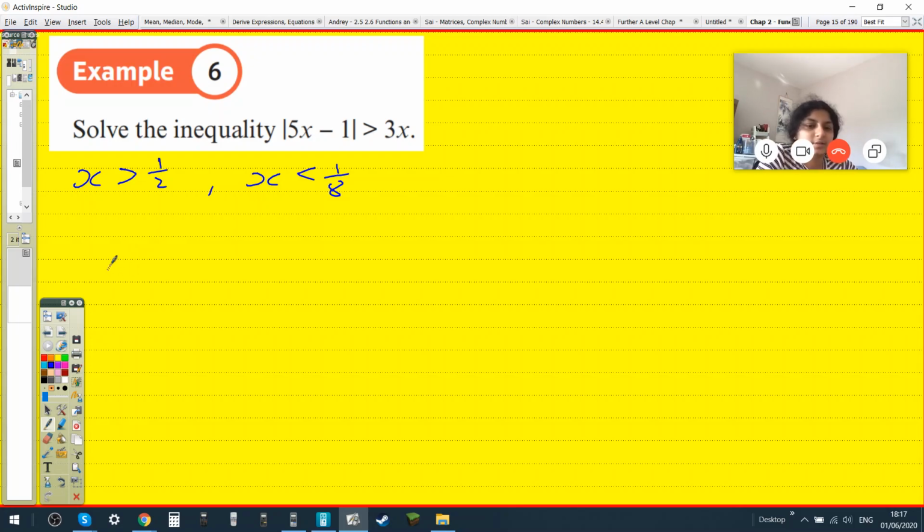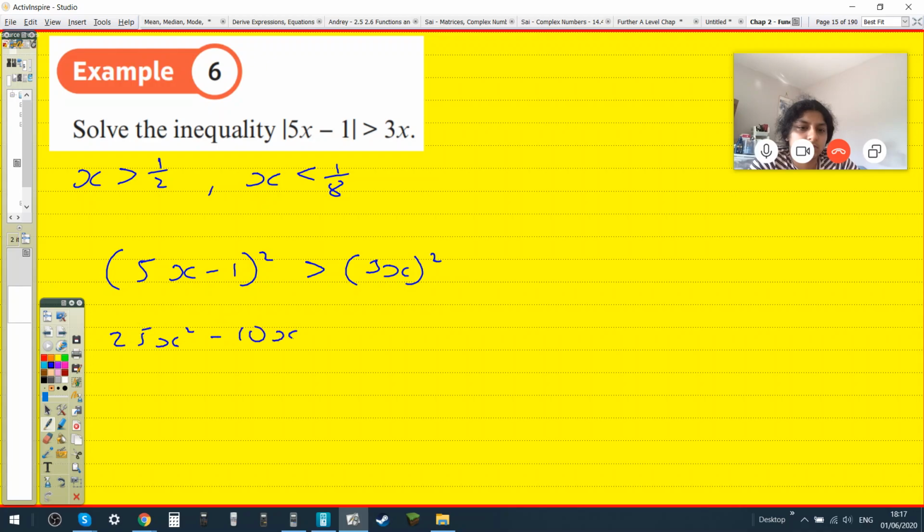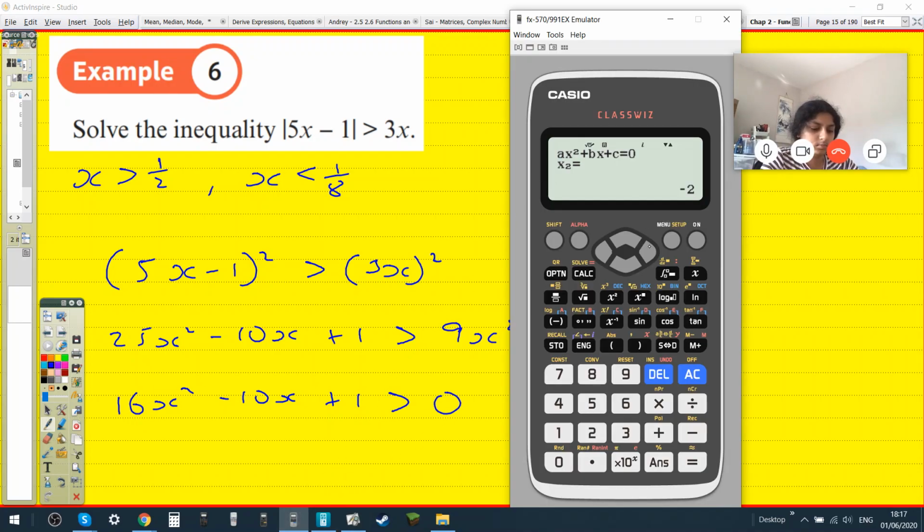How would I do this one? I would square both sides. 5x minus 1 squared is greater than 3x squared. 25x squared minus 10x plus 1 is greater than 9x squared. Is that 16? 16x squared minus 10x plus 1 is greater than 0. I would then use the simple calculator. Menu B for inequality. Degree 2. Greater than 0 is option 1. Half and 8. And was the thing going the same way?